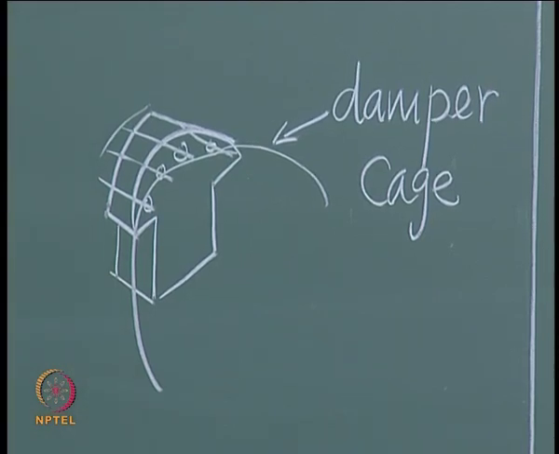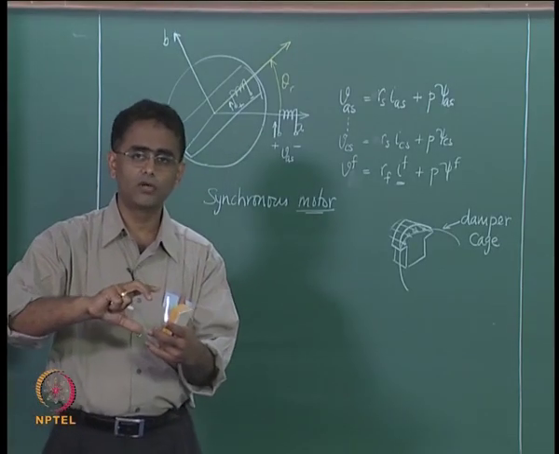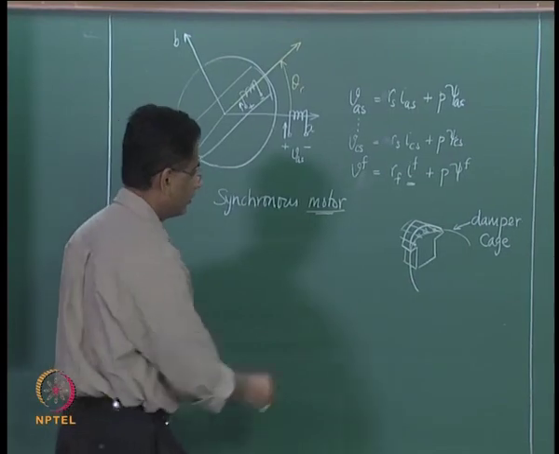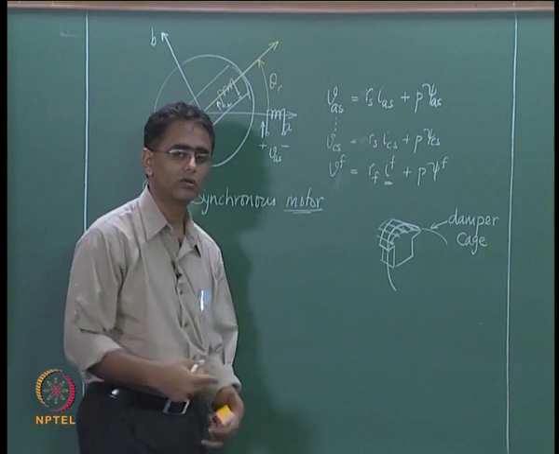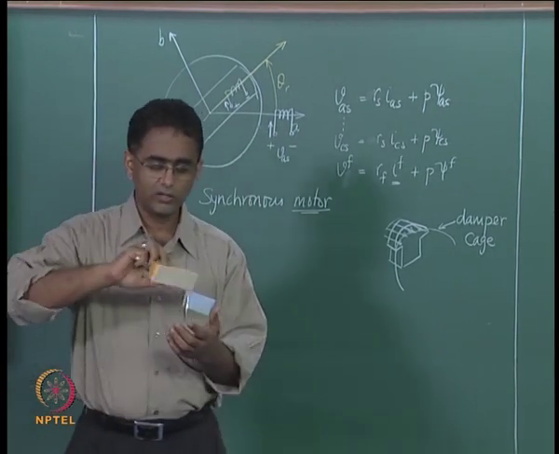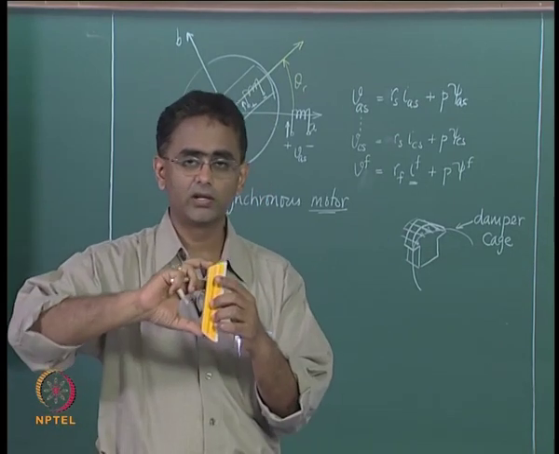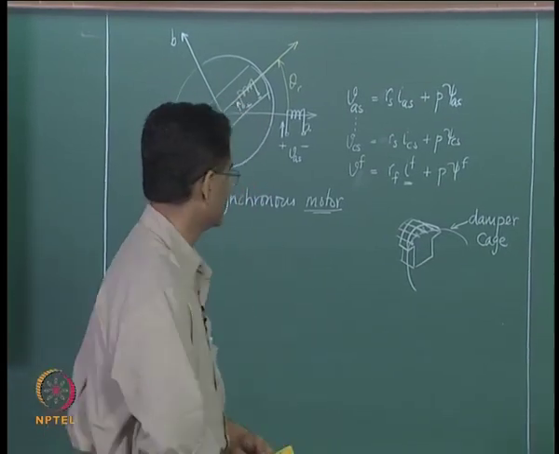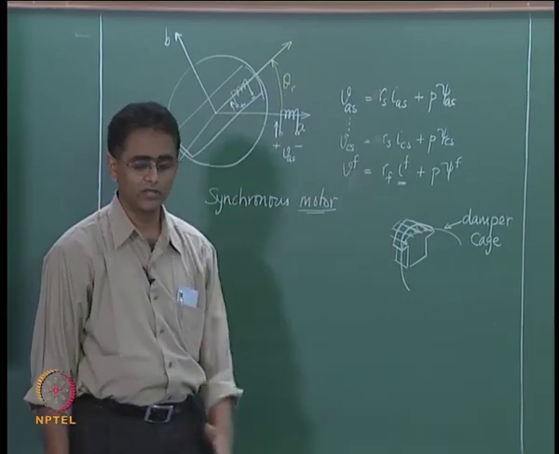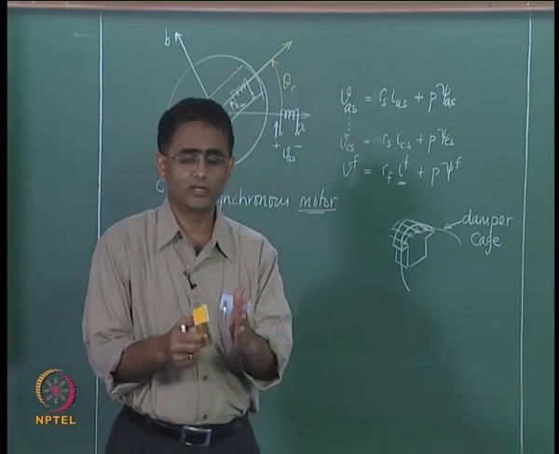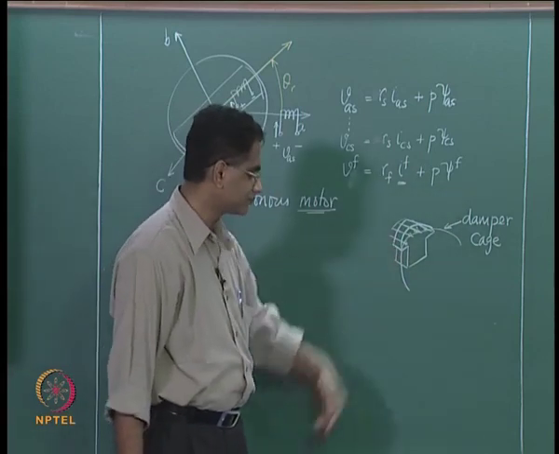Now if these are there, then whenever the rotor falls out of synchronism, there would be induced voltage in these bars. As long as the rotor rotates at synchronous speed, the field in the air gap is also rotating at synchronous speed, these bars are also rotating at synchronous speed, therefore there is no relative movement between the bars and the field, they are stationary with respect to each other, and therefore there is no induced voltage in these bars.